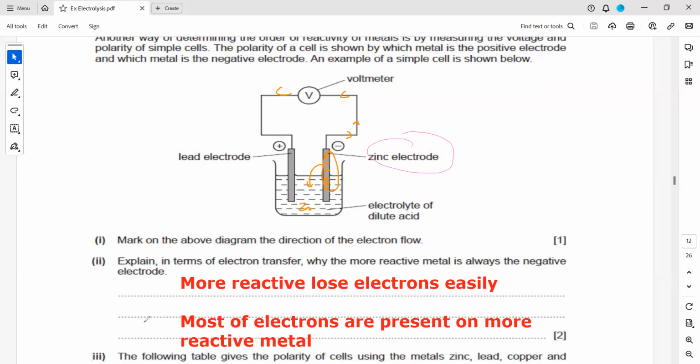Why are there more electrons at the most reactive metal? Because the most reactive is losing electrons easily. As they're losing electrons easily, they have the majority of electrons on them. Like zinc is more reactive, so zinc turns into zinc ion, and the electrons will be here in the majority because electrons cannot move in the electrolyte. So there's a buildup of electrons on this electrode, and that buildup makes it negative because electrons are negatively charged.